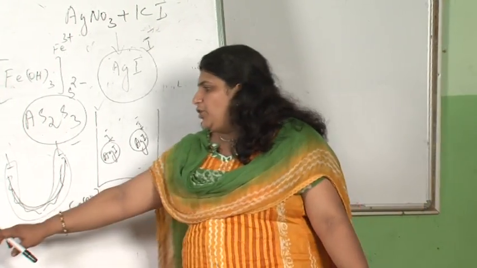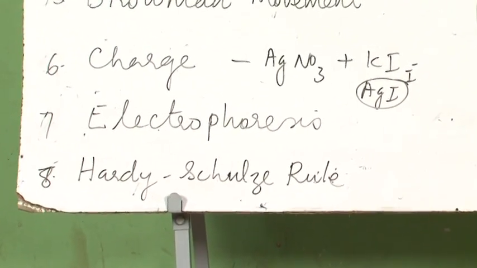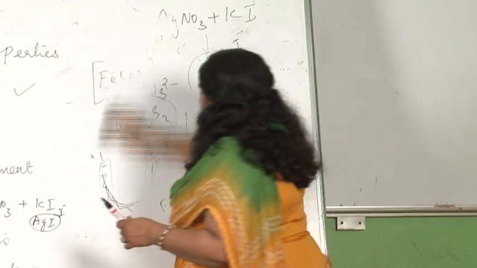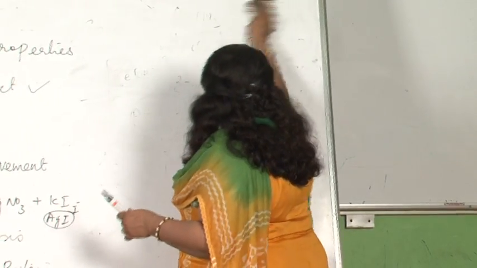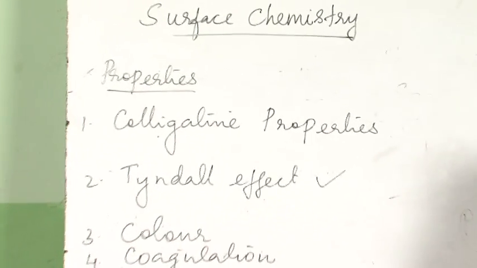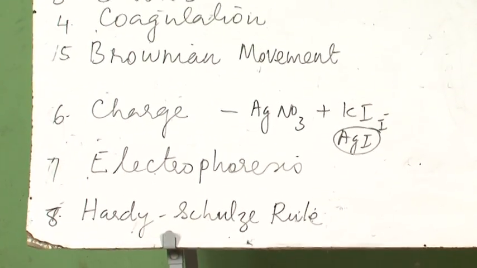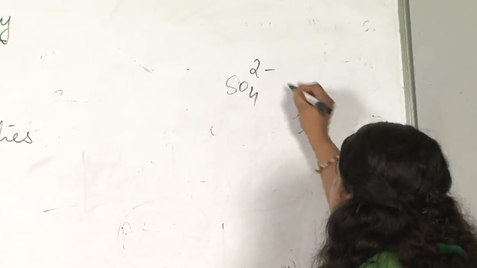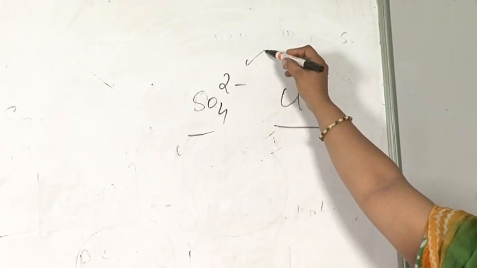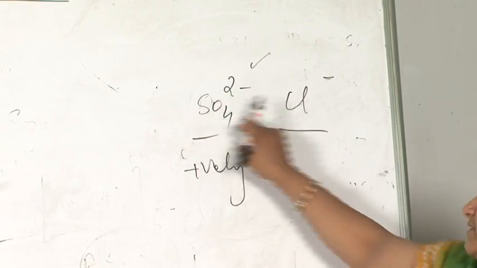Now, the point is the Hardy-Schulze rule, which states that to coagulate a particular colloid, to precipitate out a particular colloid, you have to add an electrolyte. The higher the charge on the electrolyte, the more effective will be the coagulating power. That is the meaning of the Hardy-Schulze rule. The more the charge on the electrolyte. Suppose I am writing SO4 2 minus, Cl minus: sulfate ion has more charge. To precipitate a positively charged sol, this is more effective than Cl minus.